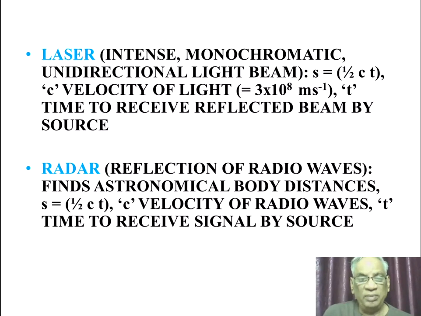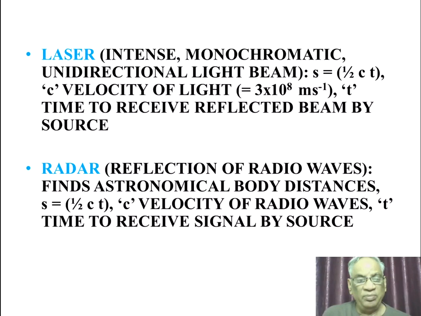Radars use the same procedure, but here we use radio waves, and they are used for astronomical body distances, that is celestial body distances. And here also the same method. The radio waves travel from the source to the object and they return back. So the distance between the source and the object is given by half c into t, where c is the velocity of the radio waves and t is the time to receive the signal by the source.